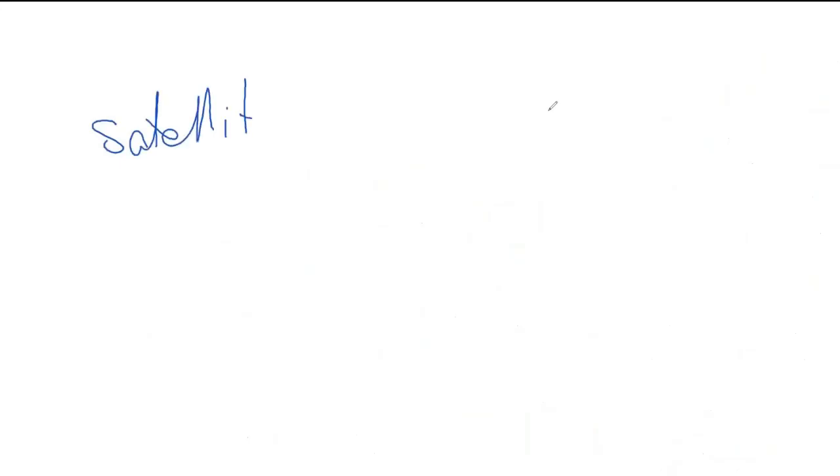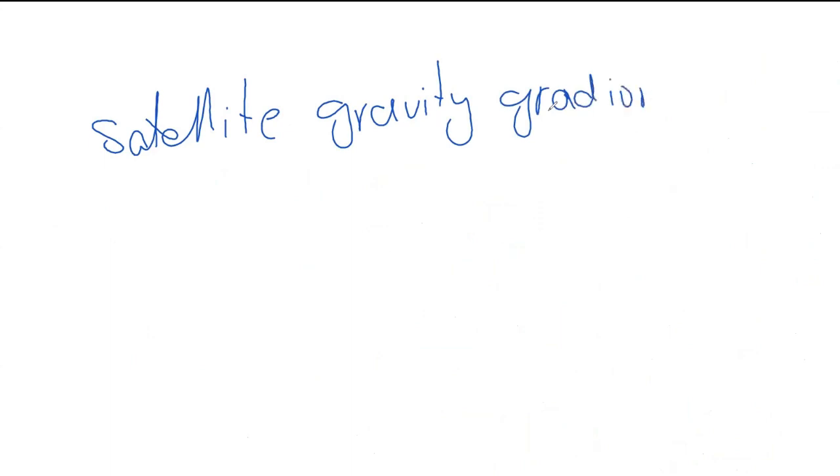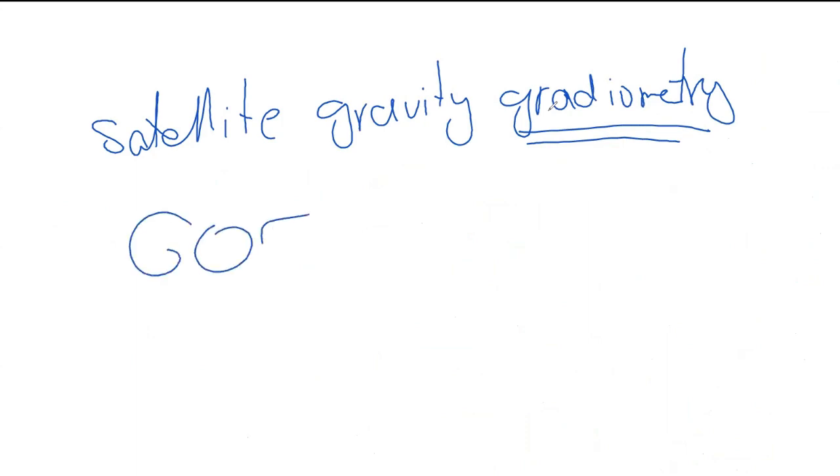Satellite gravity gradiometry. Gradiometry means measuring the gradients, or second order derivative. So how do we do that? We have a satellite mission, GOCE, which actually uses this technique.